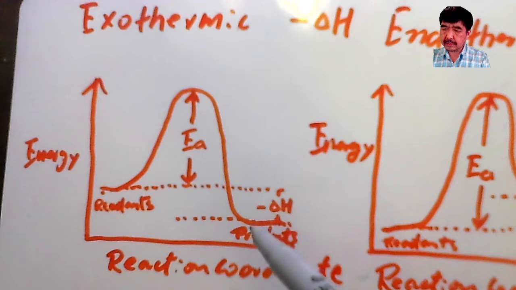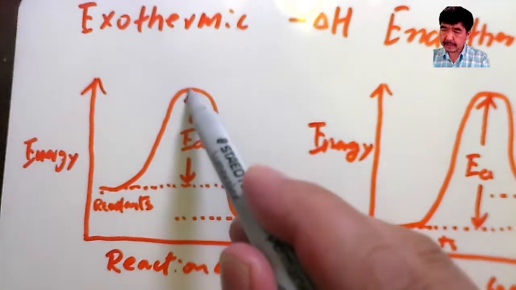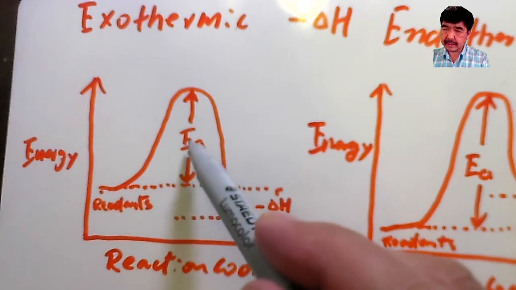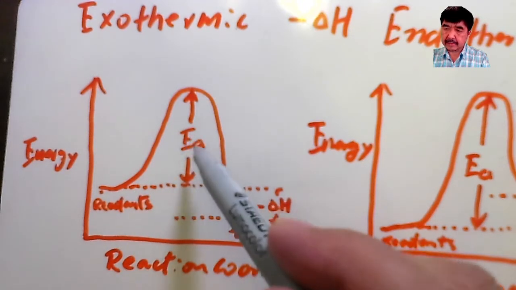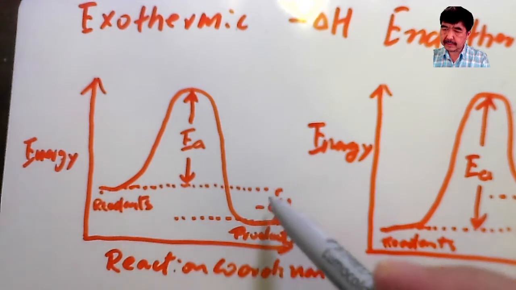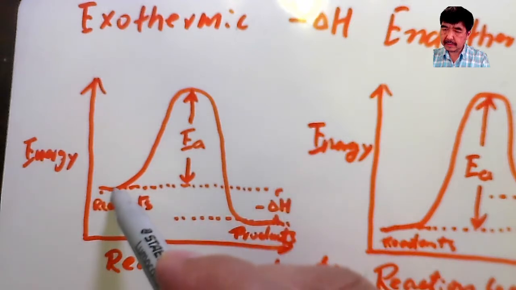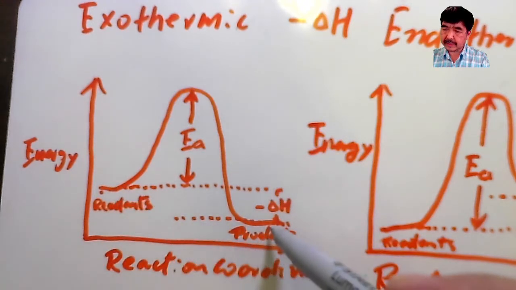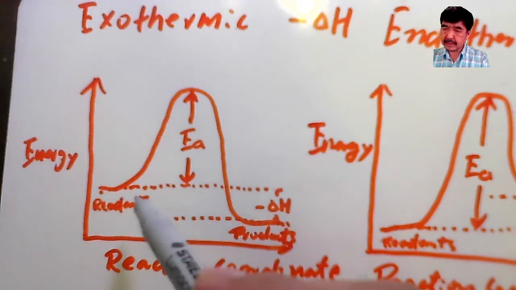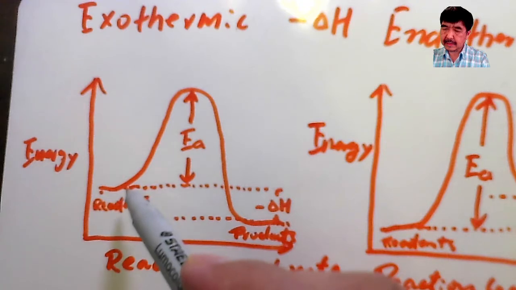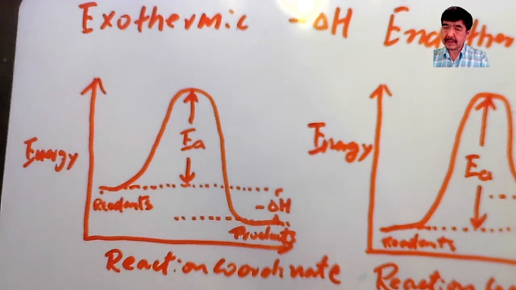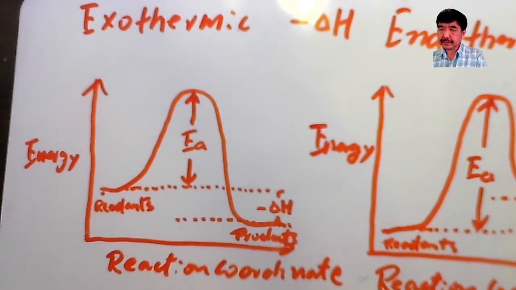Okay, in total, the energy released from here to here is more than the energy of activation, more than the energy input. So the difference between the reactant energy level and the product level is called delta H. If the reactant energy level is higher than the product, it's negative, so it's exothermic.